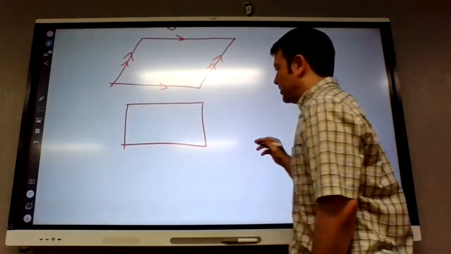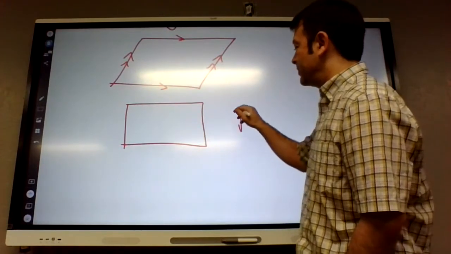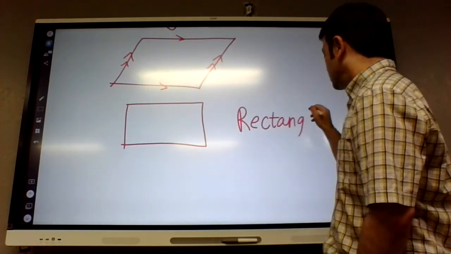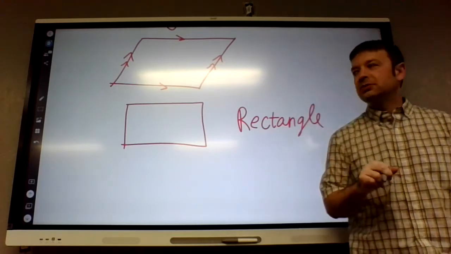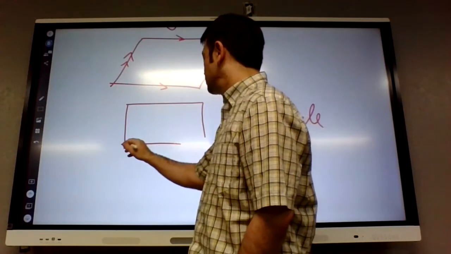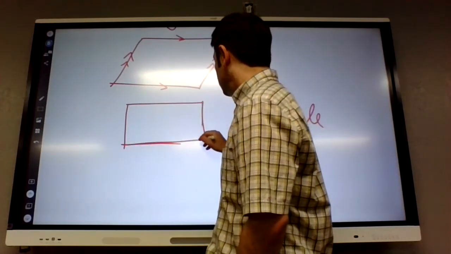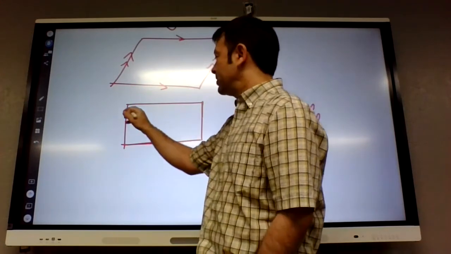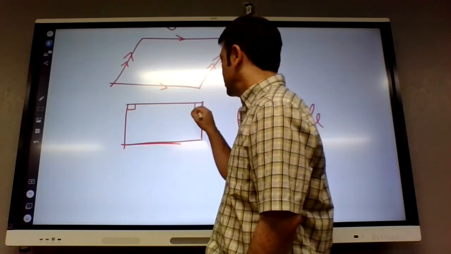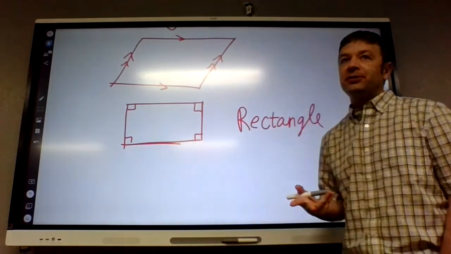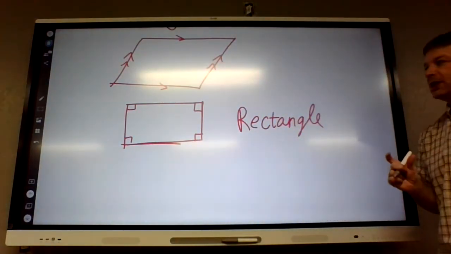And then, what's this? Rectangle. Here's the thing, I didn't draw that very well. What makes a rectangle a rectangle? It's a long square. Okay, rectangles always have 90-degree angles. Or you could say all the angles are the same, but they're always 90-degree angles.